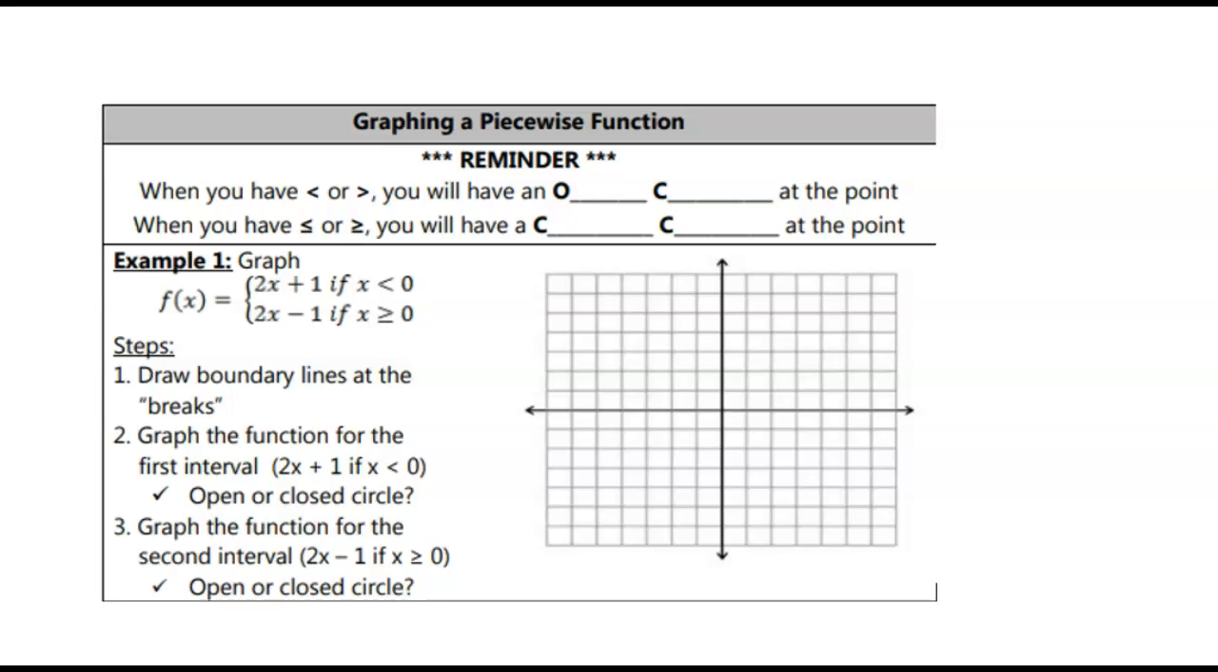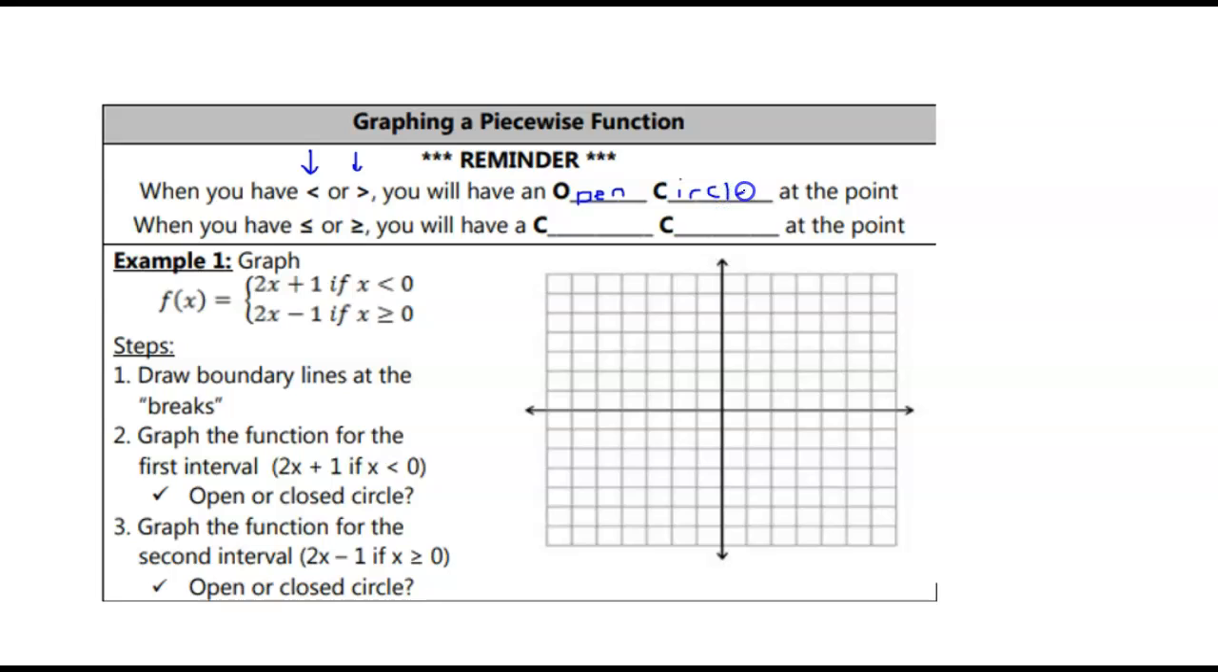Okay, graphing piecewise functions. What steps do you need to take? I want to do a quick reminder for you about some inequality signs, because you're going to see those in piecewise functions, and we have to remember what inequality signs meant. Remember when you had a greater than or less than symbol, you would have an open circle at whatever the point was. So it would be an open circle at the point.